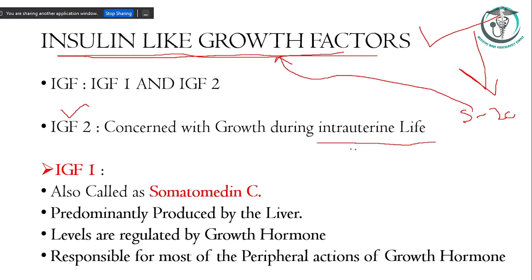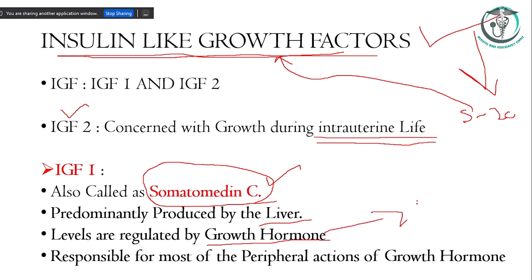IGF-2 is only used by the fetus, those still in the mother's womb. IGF-1 is the one produced by the liver, the one any human being uses for their growth. The growth hormone goes to the liver and stimulates it to produce insulin-like growth factor 1, which is also called somatomedin. In your MCQs, they like using this one: somatomedin C, produced by the liver. Somatomedin C is regulated by the growth hormone, which in turn is regulated by the hypothalamus. So IGF-1 is responsible for most of the peripheral actions of the growth hormone.